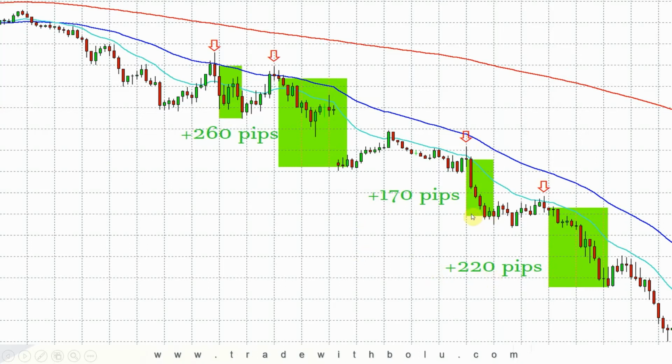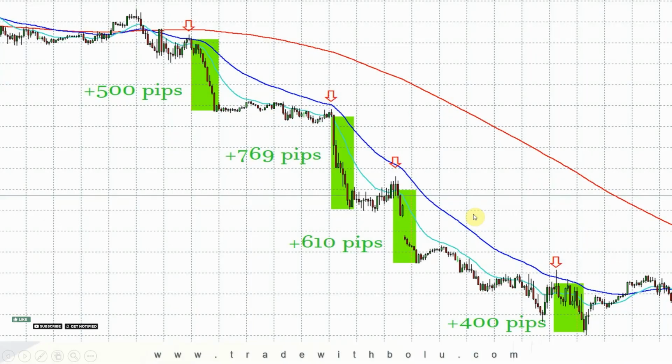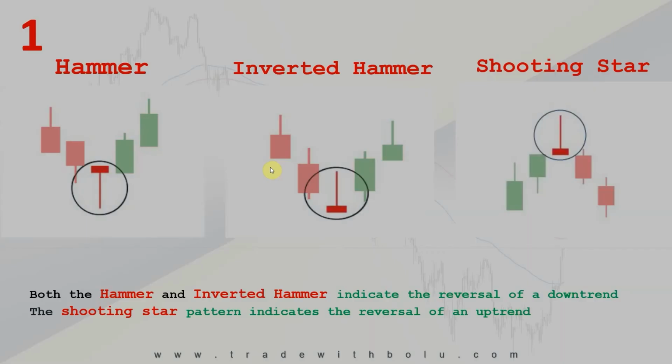Just think about this: just by knowing a few groups of candlestick patterns, you're able to trail all this. Look at this, man, 500 pips, 769 pips, 610 pips, 400 pips at each and every one of these points. And you can notice that there's little to almost no drawdowns. Of course, there will be drawdowns at times, but when you follow these candlestick patterns to the letter with the rules that we'll be using, you really make a lot of the market in terms of profitability. So let's get on to it, guys.